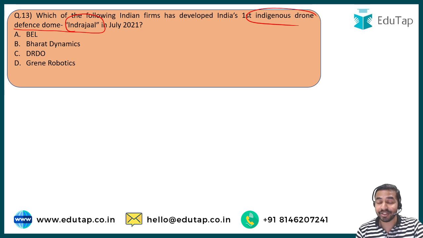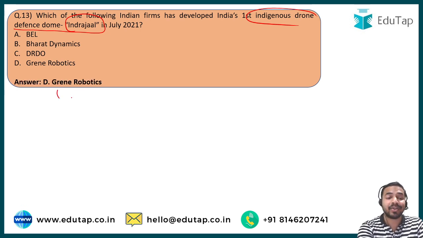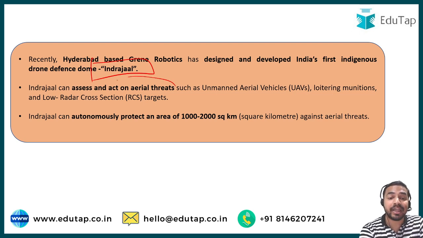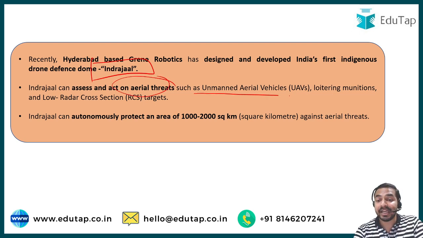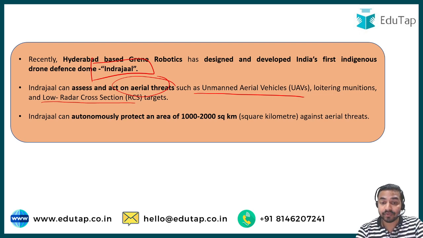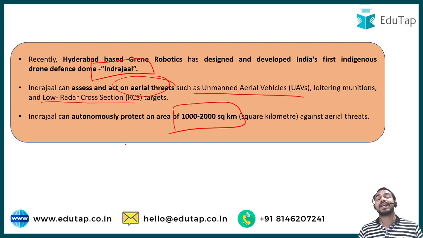And my dear friends, the right answer to this question is option D, that is Green Robotics. So Green Robotics is the firm which has designed and developed India's first indigenous drone defense dome, that is Indrajal. And my dear friends, if we talk about Indrajal, then it can assess and act on aerial threats such as unmanned aerial vehicles, loitering munitions, and low radar cross-section targets. And it can autonomously protect an area of 1000 to 2000 square kilometers against aerial threats. So that's one of the very important achievements and one of the important technologies that they have made. So I hope that this is very much clear to all of you.